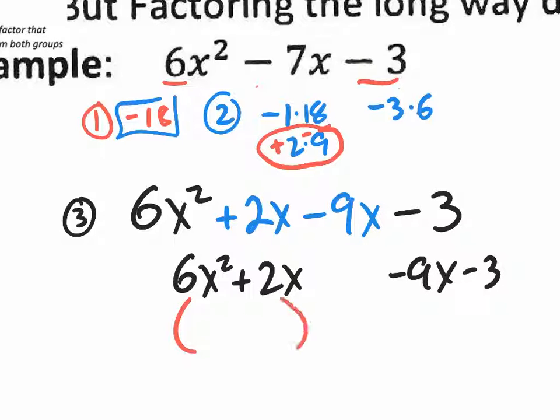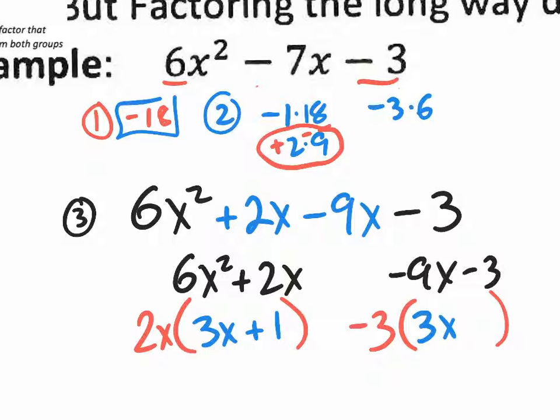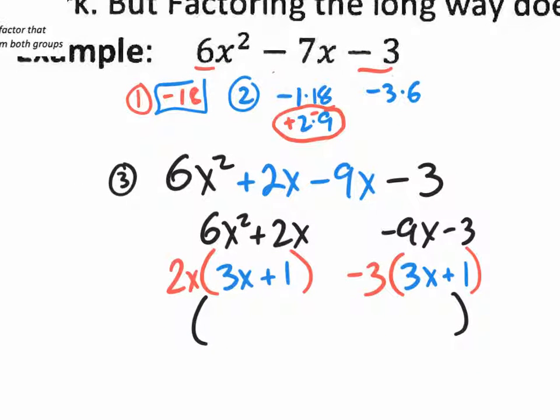In the first group, I can pull out the GCF of 2x, and what would I have left on the inside? A 3, an x, and a +1. The second group, what could I pull out? A -3 is better than 3. That way you will end up with the same exact binomial, 3x plus 1. Then you can make some exaggerated parentheses, take a step back, pull out that common binomial, the 3x plus 1. What do we have left? We have the 2x and the -3.